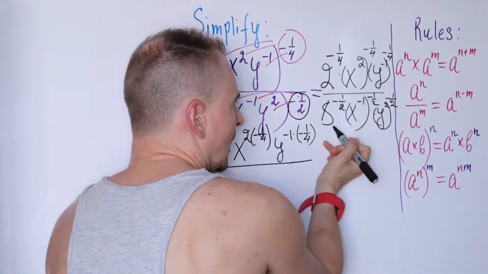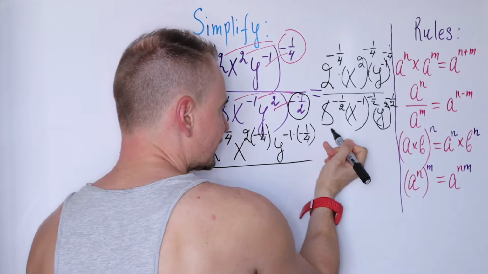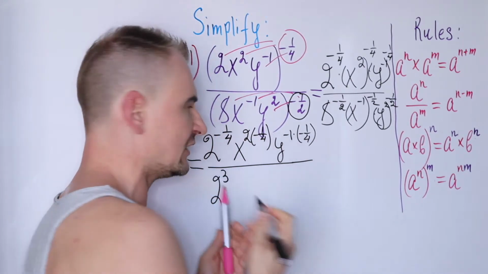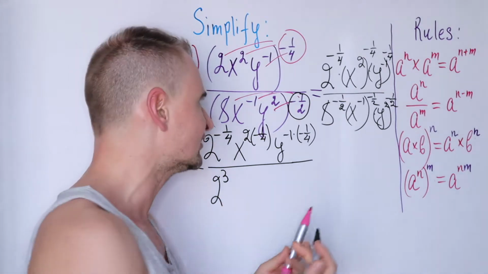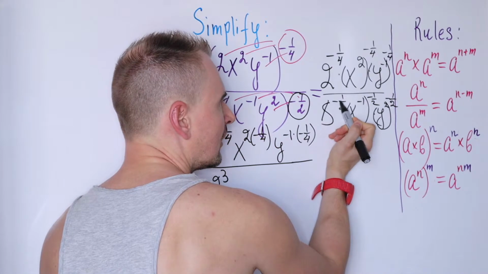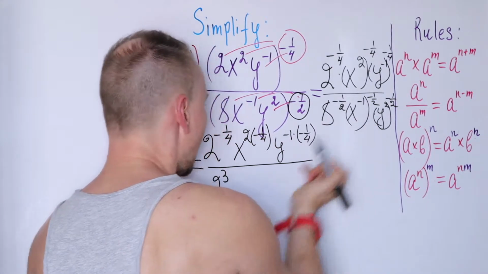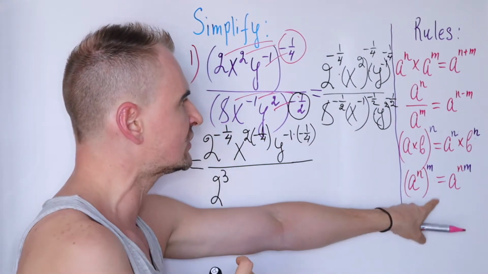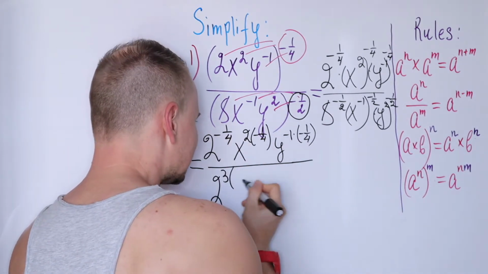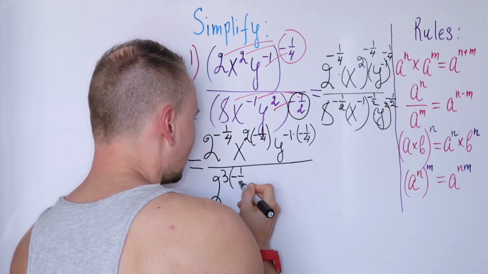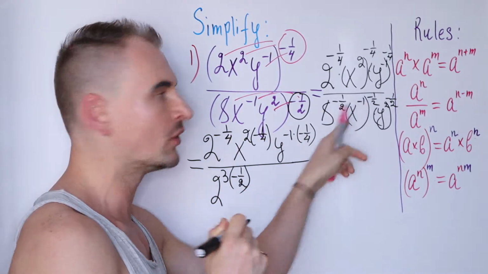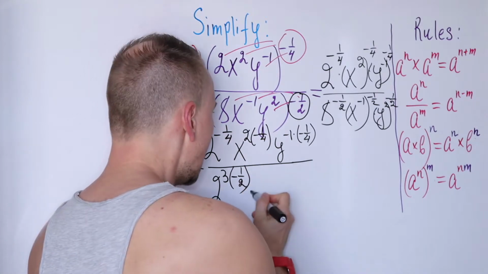So I'm going to rewrite this 8 as 2 cubed, since 2 cubed gives me this 8, and it's raised also to the negative 1/2. So by using this power on power rule, these powers get multiplied. So this 3 is going to be multiplied by negative 1/2. So I'm going to do it.